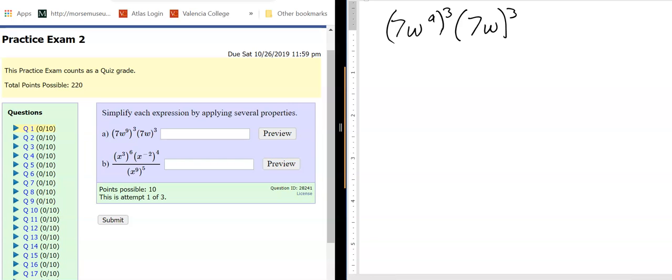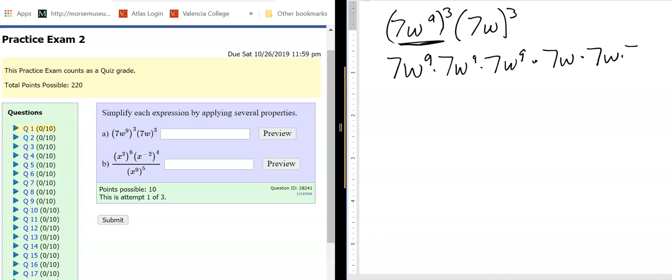Okay, so that's like saying 7w to the 9th times 7w to the 9th times 7w to the 9th. That is (7w to the 9th) to the 3rd power. And then times 7w times 7w times 7w. That's how I would do it. I would just go ahead and write it out that many times. And now I can see I have 9 w's, 9 more w's, 9 more w's. That's 27, 28, 29, 30. So I have 30 w's.